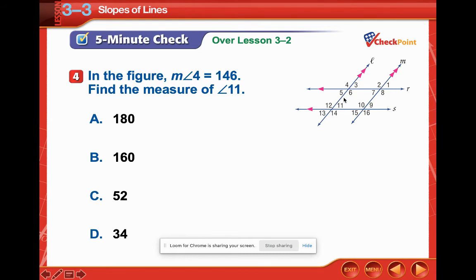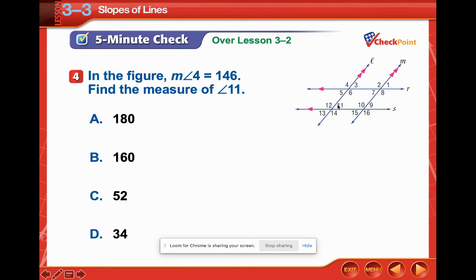All right, luckily for us, we know that 4 and 6 here are vertical angles. We could also use 4 and 12. They're corresponding. So 4 and 6 and 4 and 12 are all the same, okay? So that means angle 4 is 146, so angle 6 must be 146. Angle 4 is 146, so angle 12 must be 146. All right? All 3 of those angles are 146. It makes it a lot easier to solve now for angle 11.